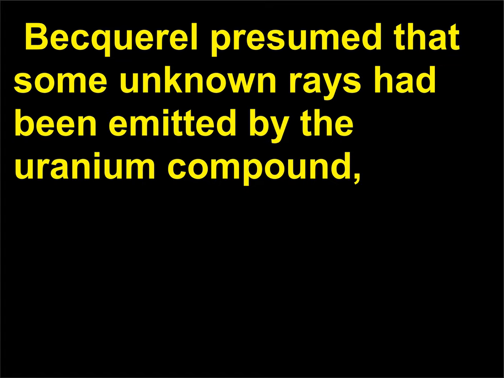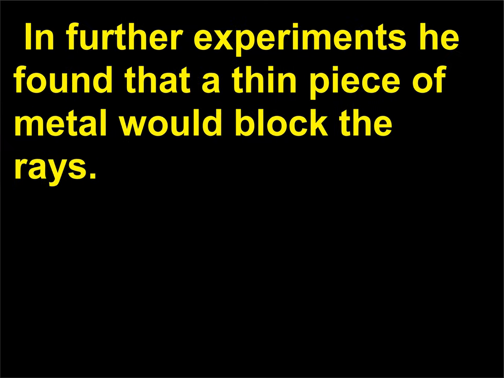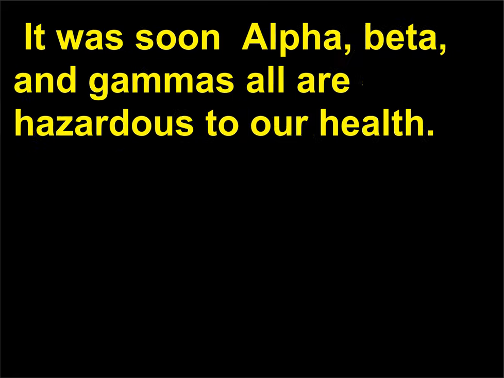Becquerel presumed that some unknown rays had been emitted by the uranium compound, gone through the paper, and created the same chemical reaction in the plate that light would. In further experiments, he found that a thin piece of metal would block the rays. It was soon found there were alpha, beta, and gamma rays, all hazardous to our health.